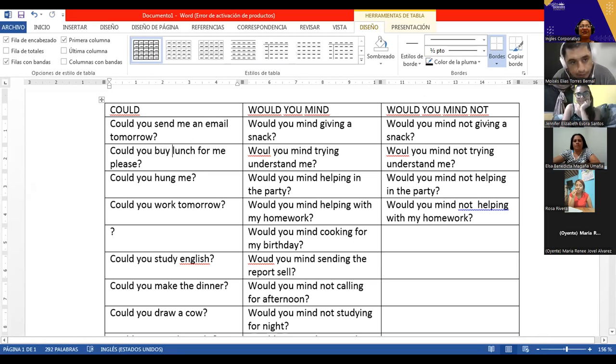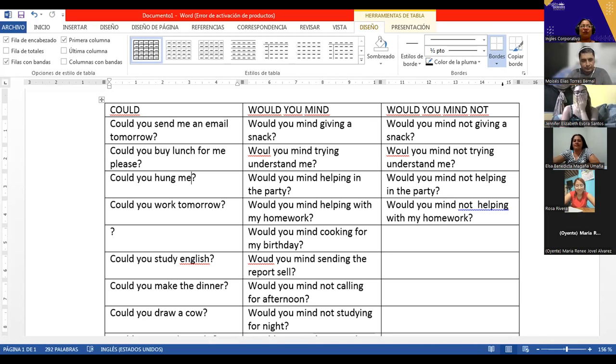Wow, esa otra petición está algo romanticona, ¿ok? Hay que crear un contexto, digamos, en el trabajo. ¿Qué pasaría si aplicamos esta en el trabajo? Como cuando llega bajoneado, pero como un request. Could you hug me? Uy. Se presta a malinterpretarlo, pero estructuralmente, that is okay.